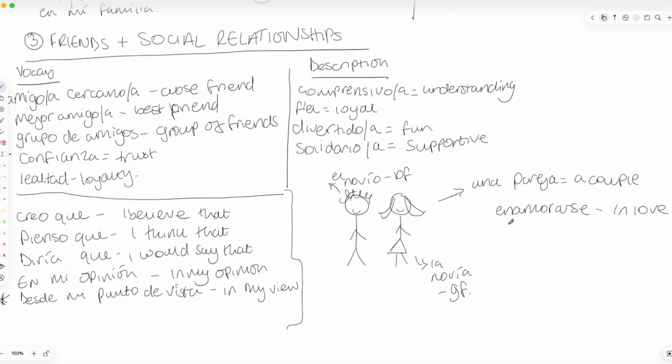In the future, if they have got married, I know we're thinking forward now, but the verb for to get married is casarse, to be married or to get married. And then for marriage, I only bring this up because it can be chucked in sometimes. The word for wedding is la boda or una boda.